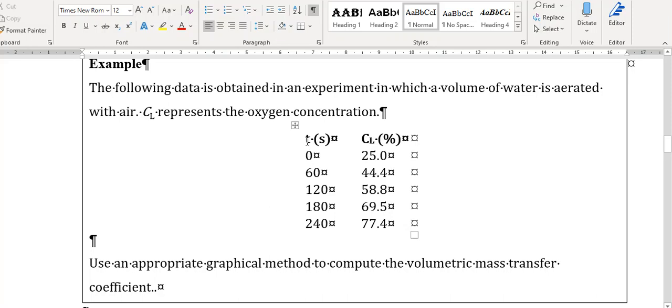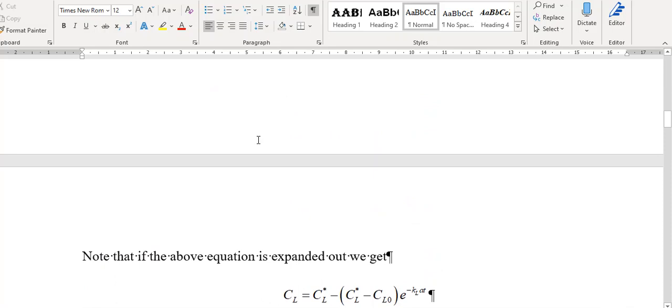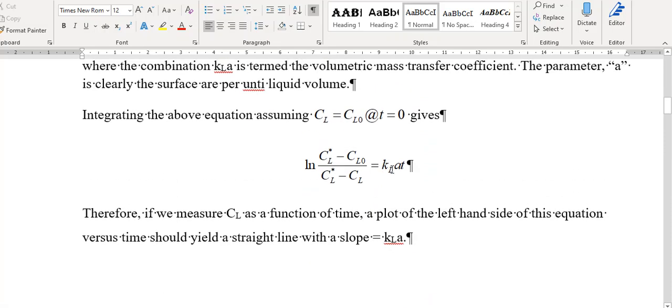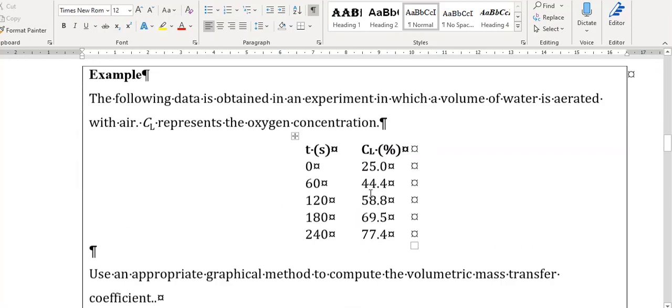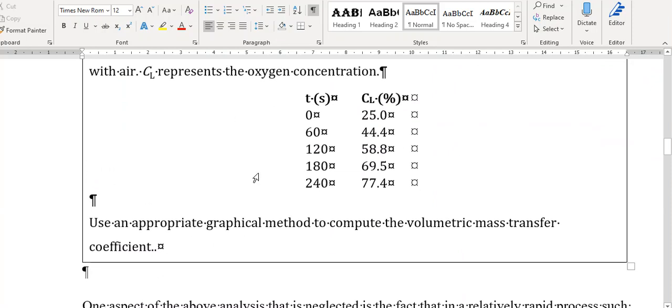Because our time is in seconds there, our KLA will come out as inverse seconds. So the units of KLA are inverse seconds, or inverse time. And you can prove that to yourself by thinking that the KL has units of meters per second, and the A has units of meters squared per meters cubed, because it's an area per unit volume. So the meters cancel, and KLA has units of 1 over time, which it has to have since it's multiplying by time. Okay, so I'll leave you to do that as a little exercise for yourself.